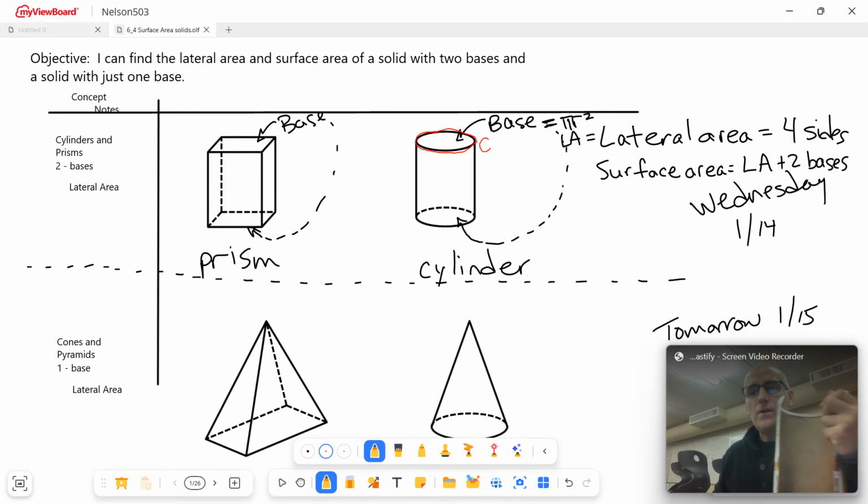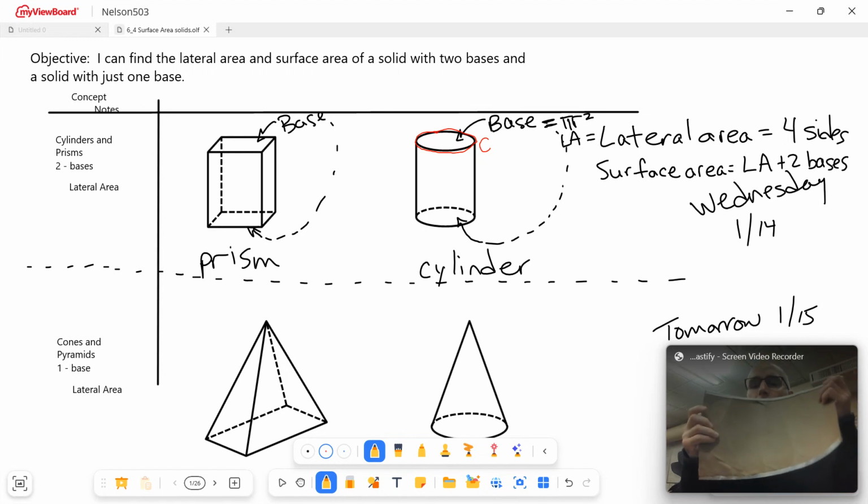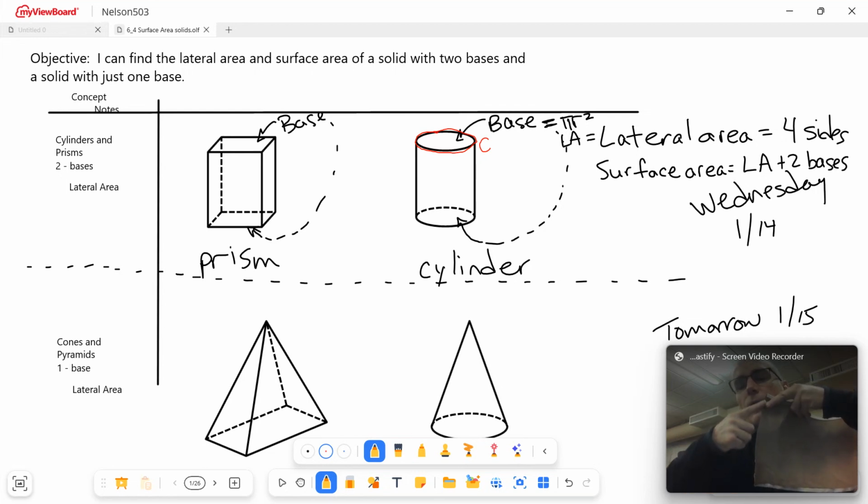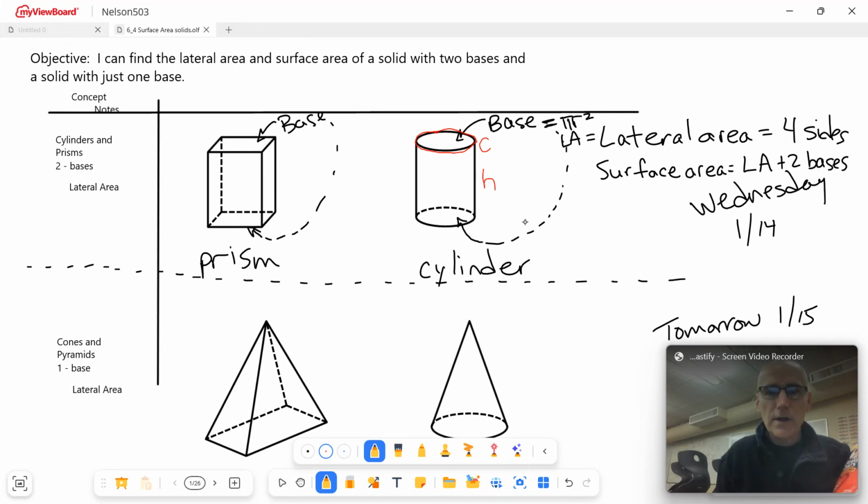And then what we need to do is take that circumference and multiply it by the height. I need another hand here to hold this open. It wants to roll back up. I was behind the box, hopefully you could hear me. So I'm going to take the circumference times the height. All right, so let's put that out to the side here. That's called the lateral area.